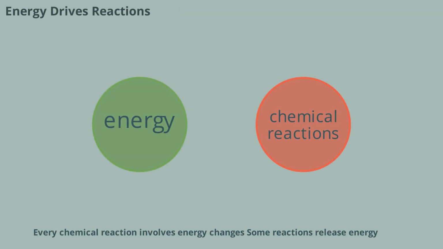Every chemical reaction involves energy changes. Some reactions release energy, like burning wood, while others absorb energy, like photosynthesis in plants. The flow of energy determines whether a reaction will happen and how fast it goes. Understanding these energy changes helps us control reactions, from powering engines to cooking food.